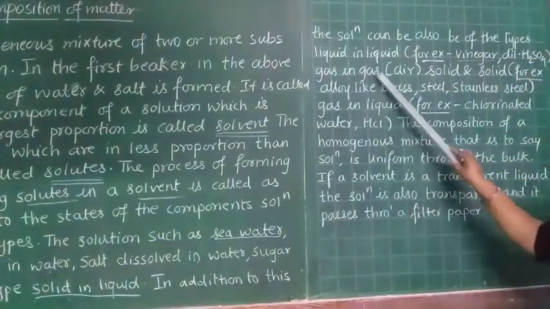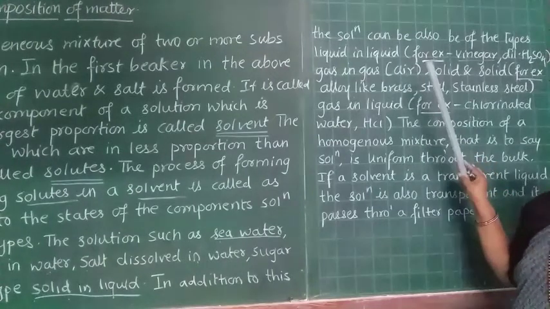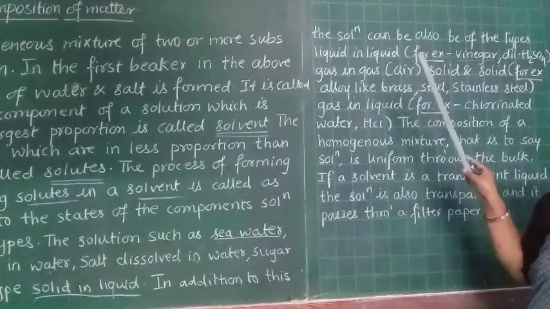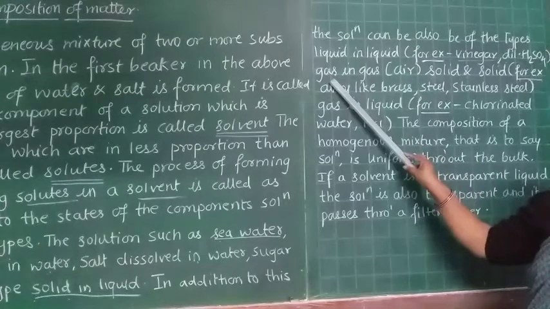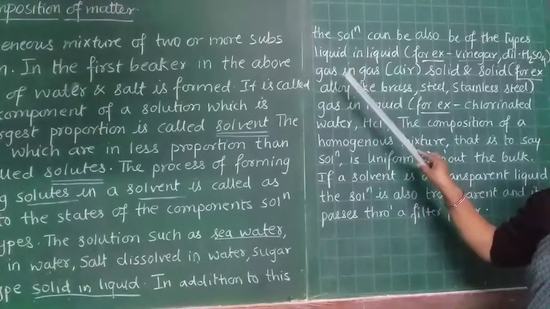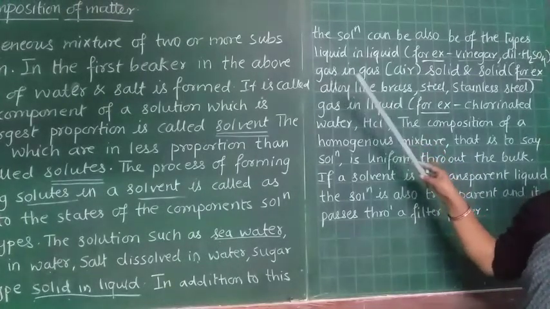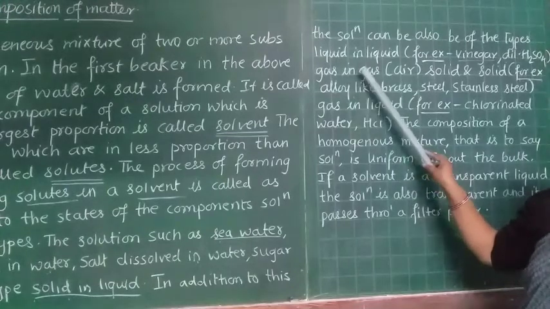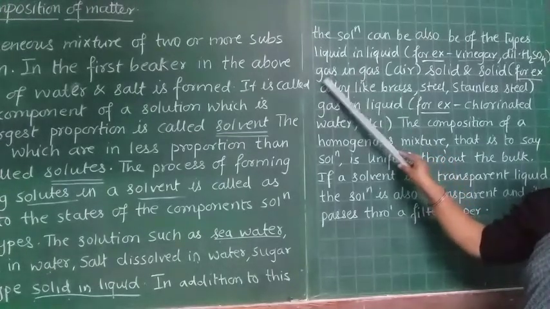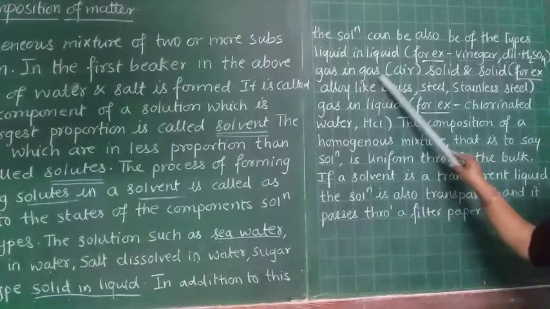Then gases in gases, that is air. Air is nothing but a mixture of gases. What does it tell us? Here the air itself is a gas, and in that there are various types of gases. Therefore it is called gases in gases.